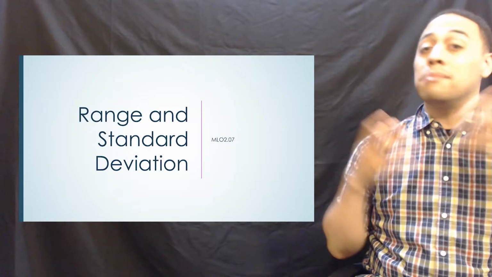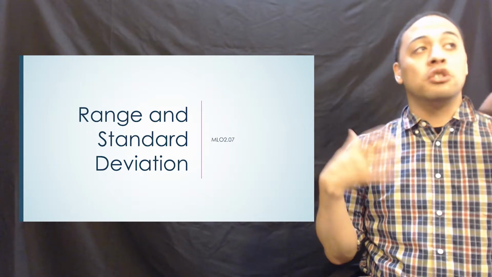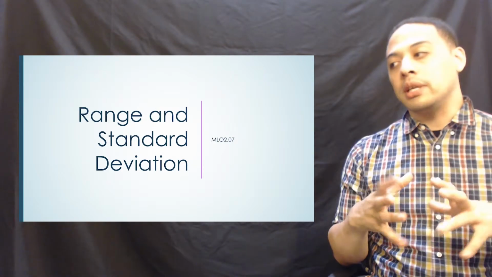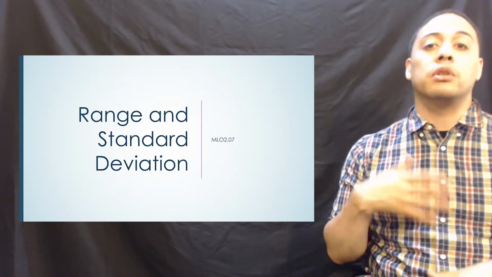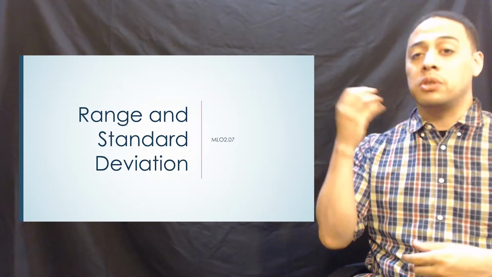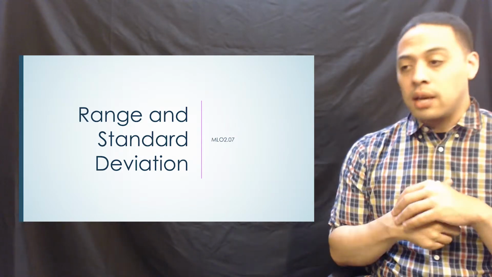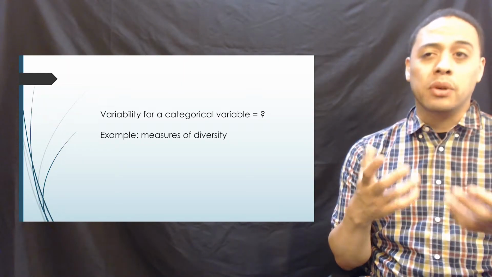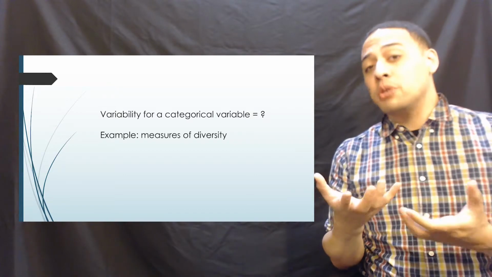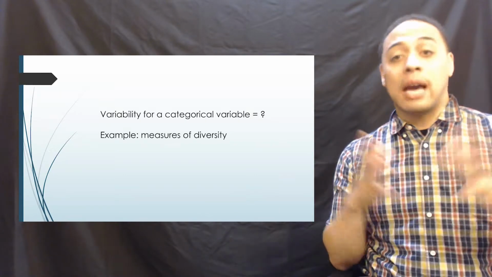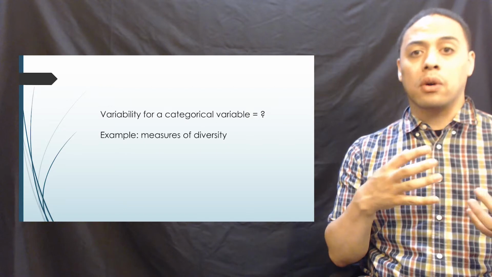So when it comes to measuring variability, just in the same way that we had to treat central tendency differently when we were thinking about a continuous variable versus a categorical variable, the same thing applies here. So the first thing I'll say is that for categorical variables, we have measures of variability, so you can calculate some of these things for categorical variables.